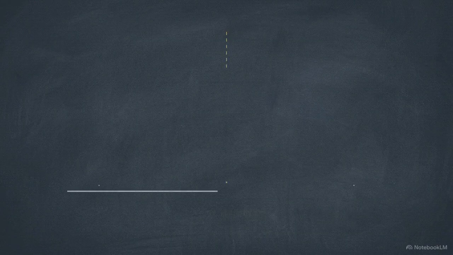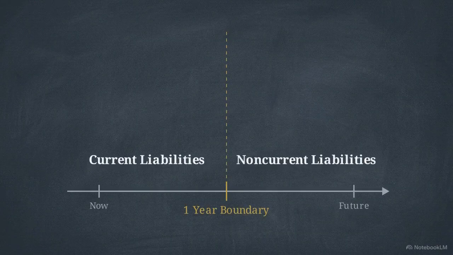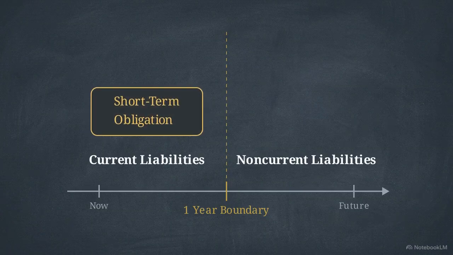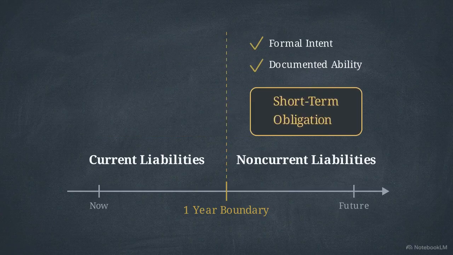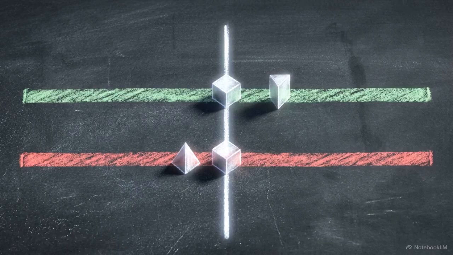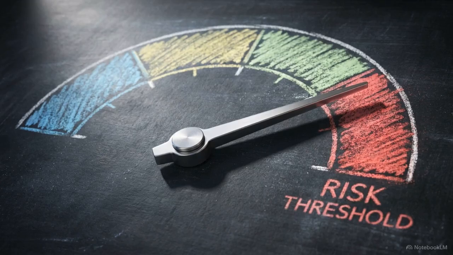There is a specific reporting exception for debt. A short-term obligation can be removed from current liabilities if the company demonstrates both the formal intent and the documented ability to refinance it on a long-term basis. Aligning the liquidity timeline of the assets directly against this maturity timeline of the liabilities maps out a firm's margin for error. It is the definitive test of financial flexibility and risk.